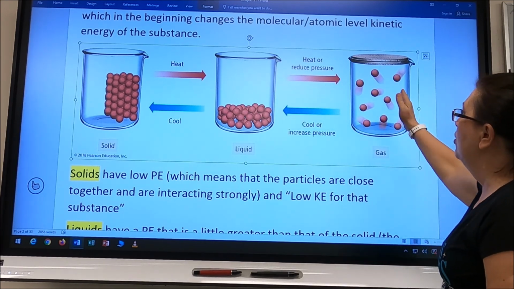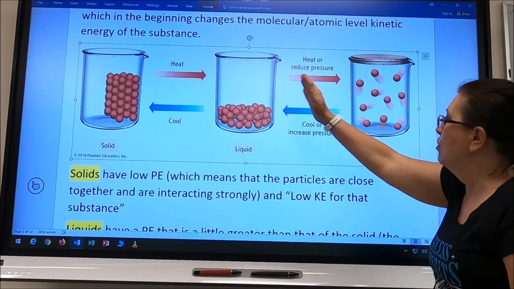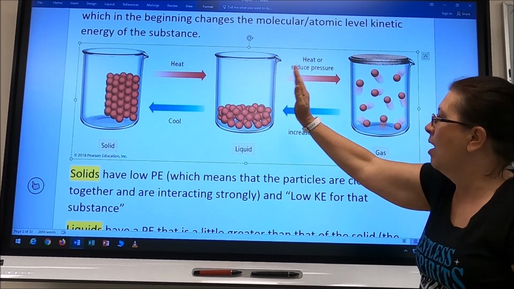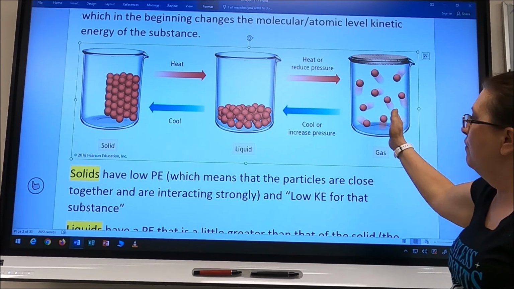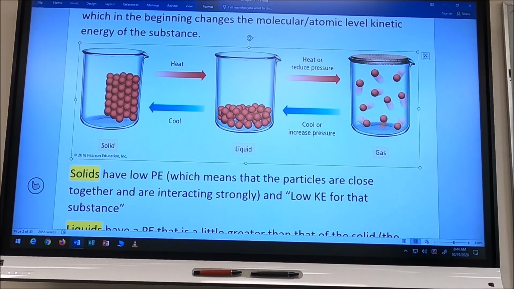Notice the particles are very far apart and they're rapidly moving. So we add energy in. Notice it also says reduce pressure. We go from solid to liquid to gas. If we cool, we go from gas to liquid to solid.